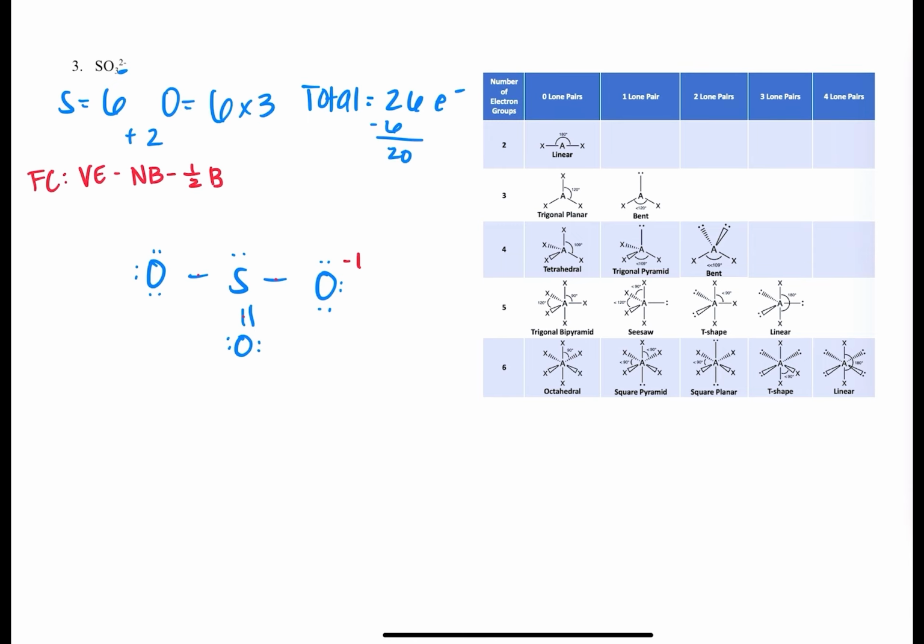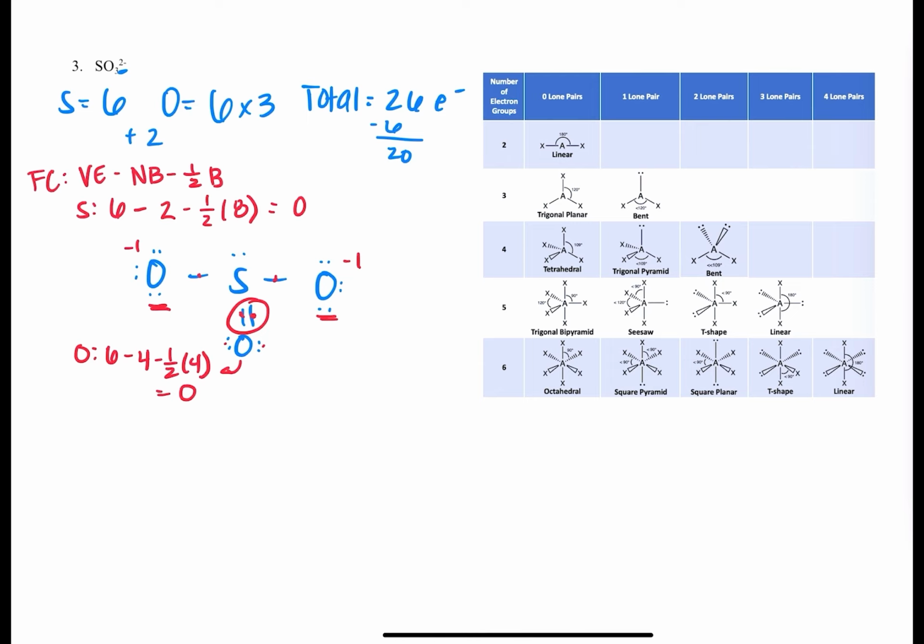So formal charge of sulfur still has 6 valence electrons, still has 2 from the non-bonding, but now it has 1/2 of 8 because we have 4 total bonds. We have this one, this one, this one, and this one. So that leaves us with a 0 overall charge. Now these 2 oxygens right here are still the same, so they're still -1. But this one down here, let's take a look at. 6 valence electrons minus now only 4 from the non-bonding, and then 1/2 of 4 from the bonding right here. So that also leaves us with a 0 overall charge.